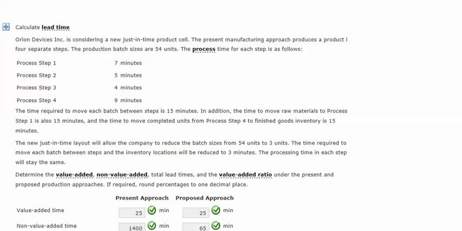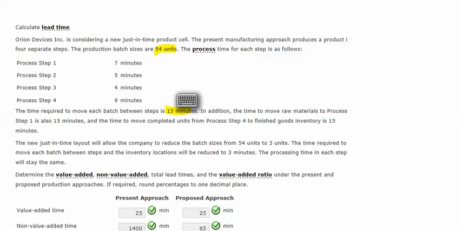The present manufacturing approach produces a product in 4 separate steps. The production batch size is 54. So we have a batch size of 54. The process time for each step is as follows: 7, 5, 4, and 9 minutes each. The time required to move each batch between steps is 15 minutes. So we have a move time of 15 minutes. In addition to that, the time to move the raw materials to step 1 is 15, and the time to move the completed product from step 4 is 15.